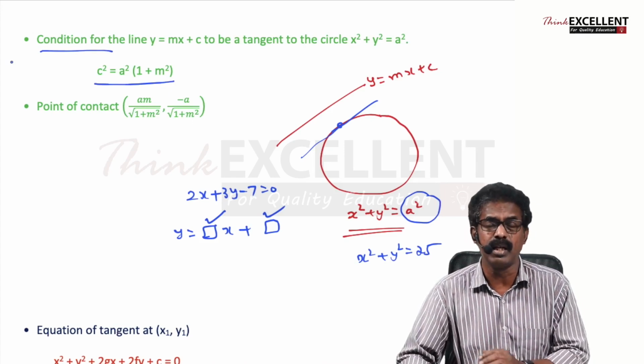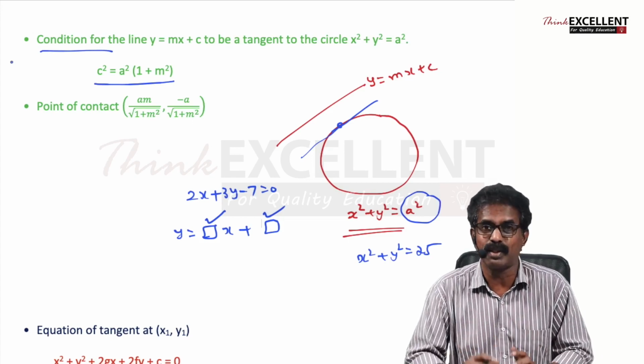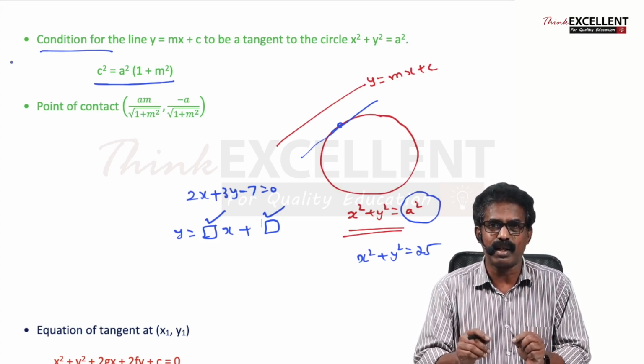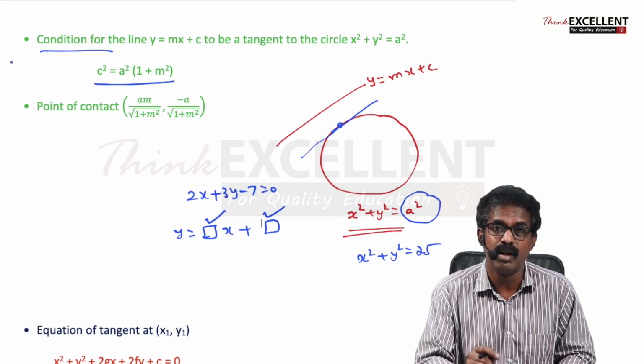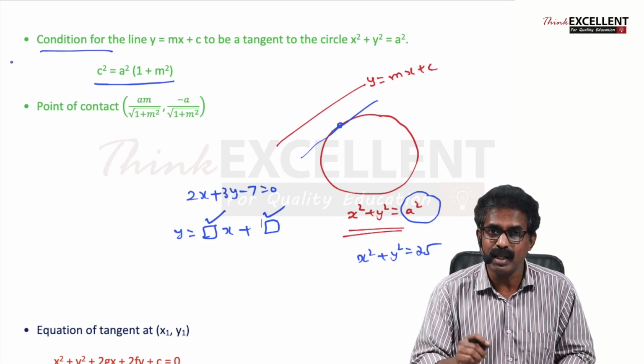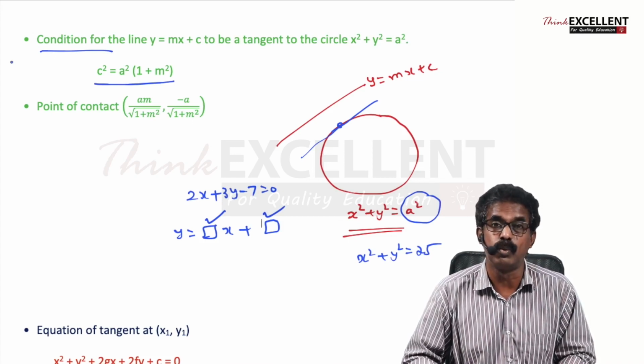Later we are going to study how to find the length of the tangent and how to find the equation of the tangent. Some more formulas we are going to study. So for every formula, try to understand what we are using it for. So this is the condition for a line to be a tangent: c square equal to a square into 1 plus m square.